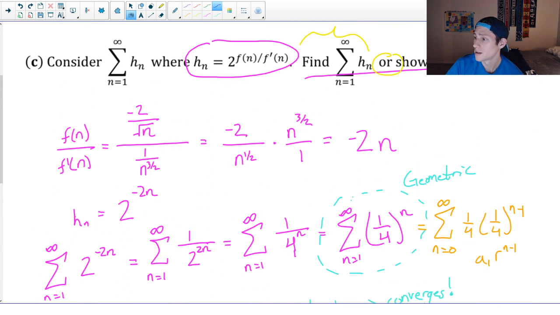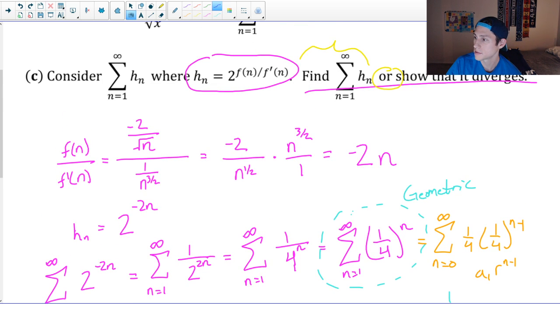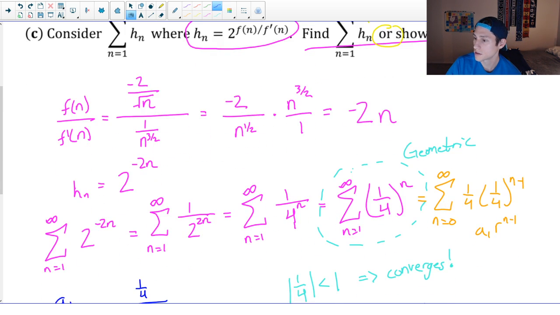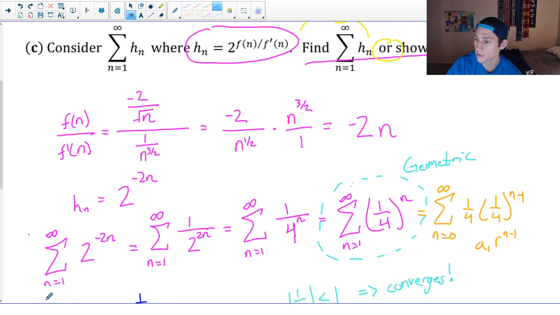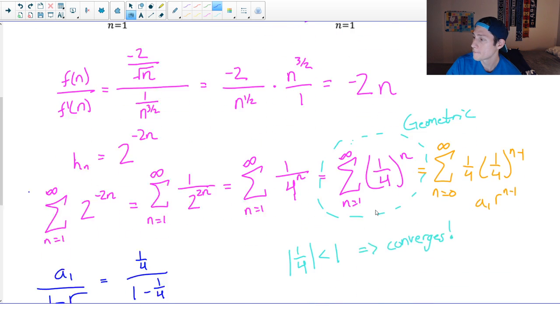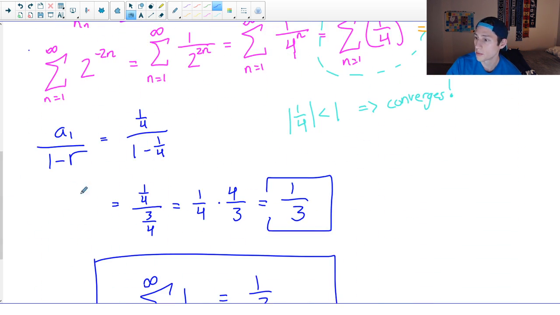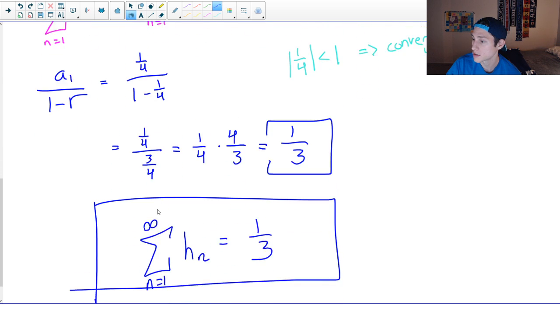Okay, so this is just a geometric series. So we had to do a little simplifying at the start, and then it was just taking this series that we started with right here, changing it so it's in the geometric form, and then I can actually use my formula for geometric series, a1 over 1 minus r. So we get 1/3.